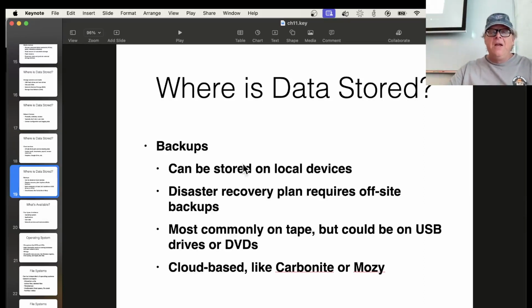All right, so you got to have backups. You can store them locally, but of course you can't have local backups on site because if the building burns down, it's gone. You got to move them off site. And so a lot of people use cloud-based services like Carbonite or Mozy.